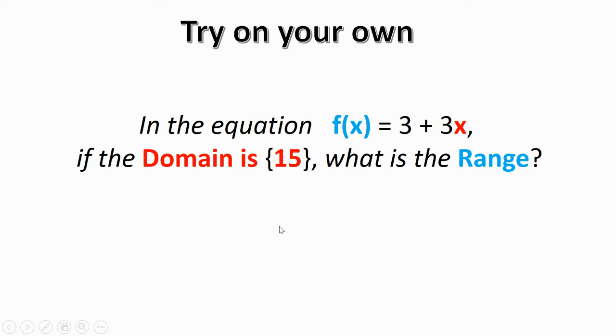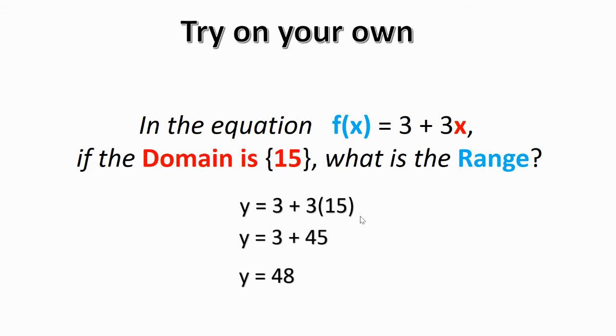Now, let's look at the one that has f of x. Remember, this is the same thing as y. And what they're going to say is that 15, it'll say f of 15. And then you'll know that you need to plug that in. So it really is just going to be, remember, f of x or y is the same thing. So it's going to be y equals 3 plus 3 times 15. 3 times 15 is 45. And 3 plus 45 is 48.